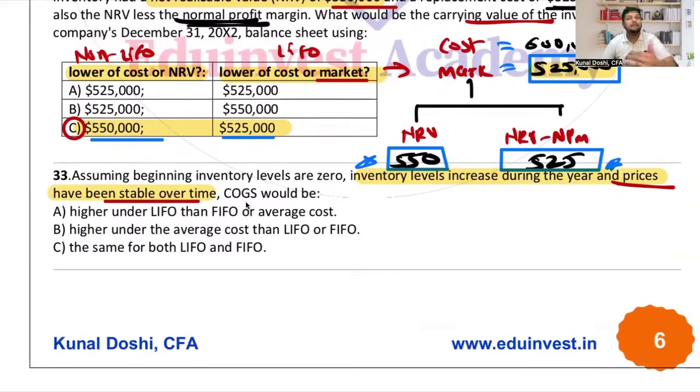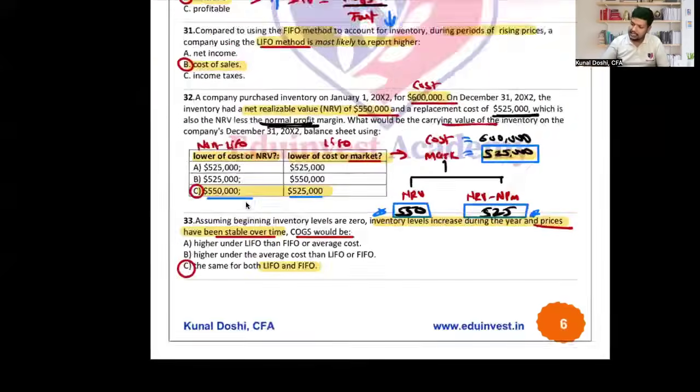No, it doesn't matter. When the prices are increasing or decreasing, the numbers are different. When the prices are stable, it doesn't matter whether you use LIFO, FIFO or anything, right? So the COGS will be the same whether you use LIFO, FIFO or even weighted average. Why? Because of that one statement, prices are stable. If they are not, if they are increasing or decreasing, then the relationship is different. Are you with me? Understood? Clear? Got it?